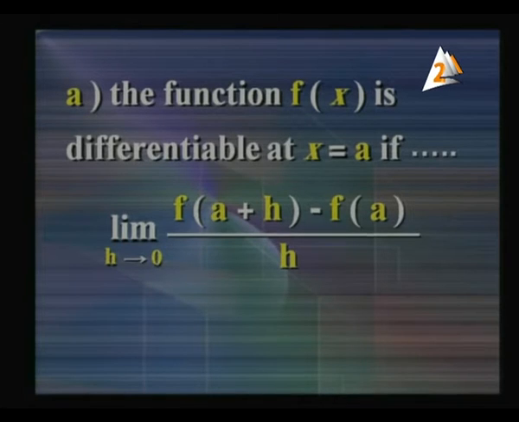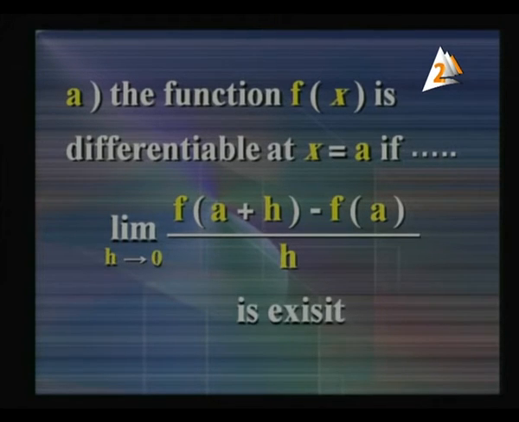The limit as h tends to 0 of f of a plus h minus f of a over h exists. Remember, dear student, the function is differentiable at x equals a when the limit of f of a plus h minus f of a over h as h tends to 0 exists.